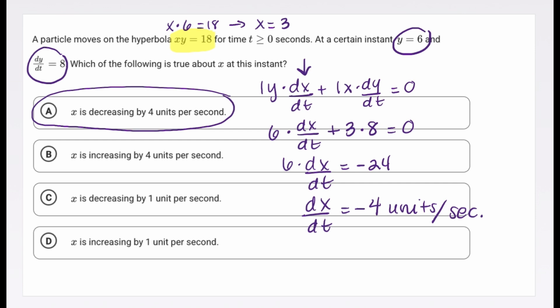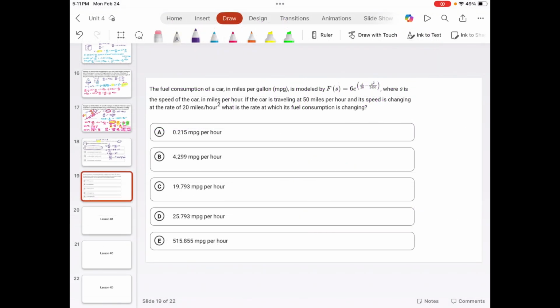Now, the way that you knew that this was a related rates problem is because you're taking the derivative with respect to t, and t is time. So you're trying to figure out how the different values on that function are changing with respect to time as that particle's moving along that particular graph. All right, now we're going to see another problem.